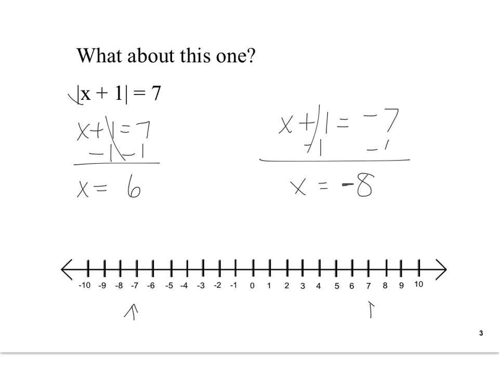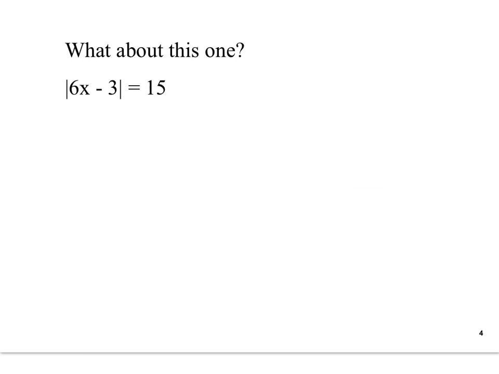So if I put 6 right here, 6 plus 1 is 7. And then if I put negative 8 in there, negative 8 plus 1 is negative 7, but that's still 7 away from 0. So that's what you have to get used to: whenever you have an absolute value, that's these little lines here, there's always going to be two answers.